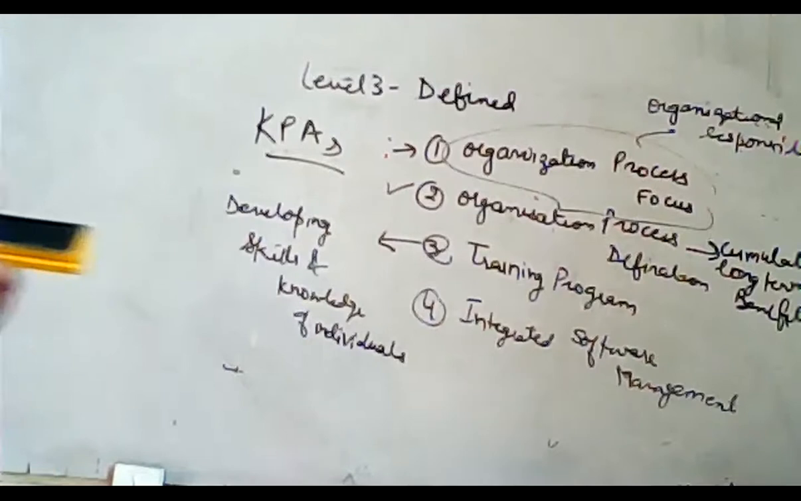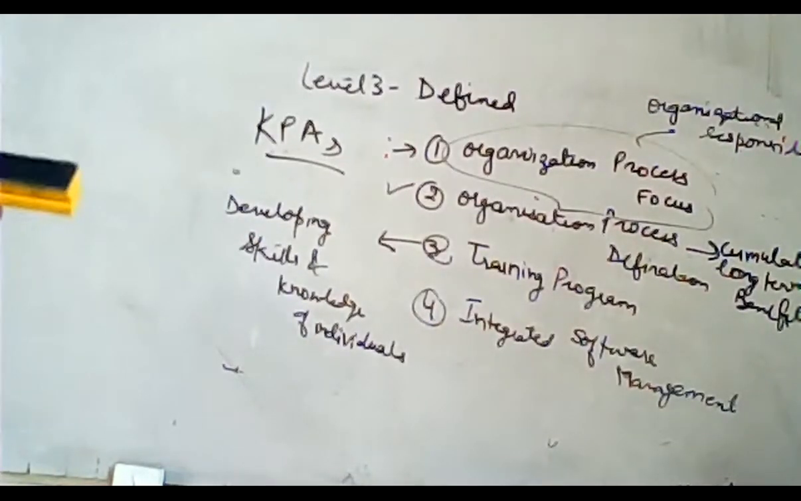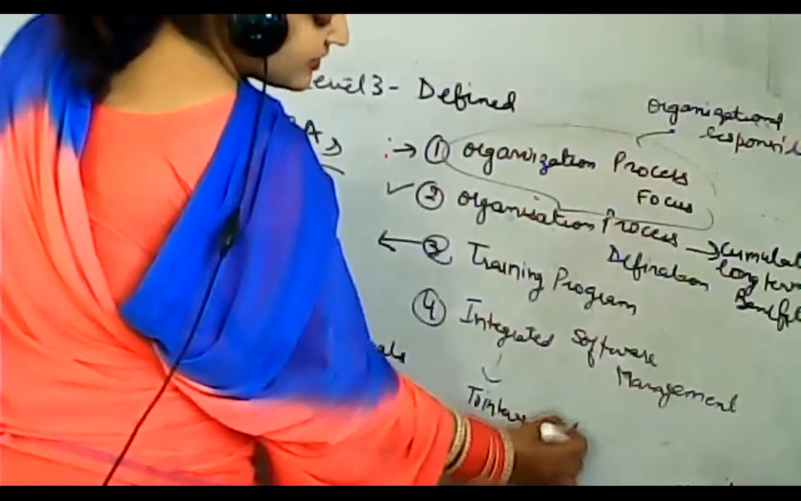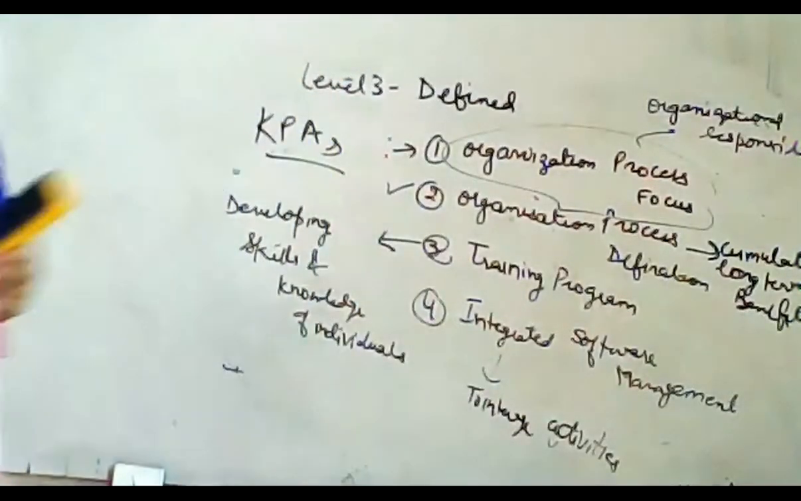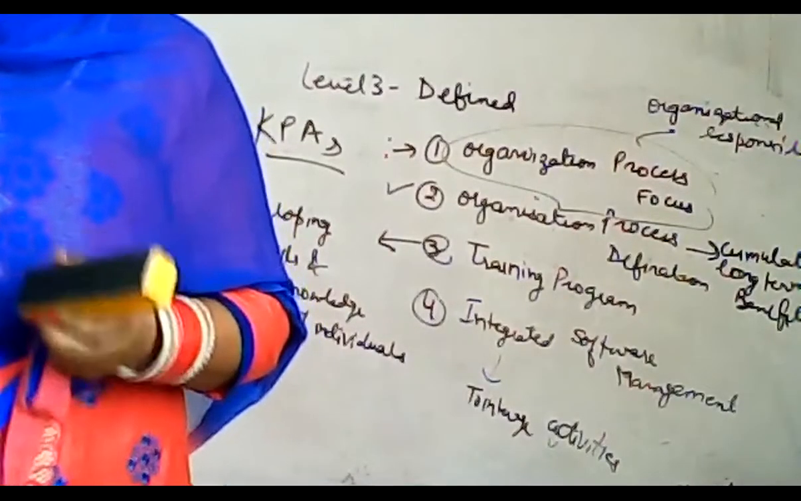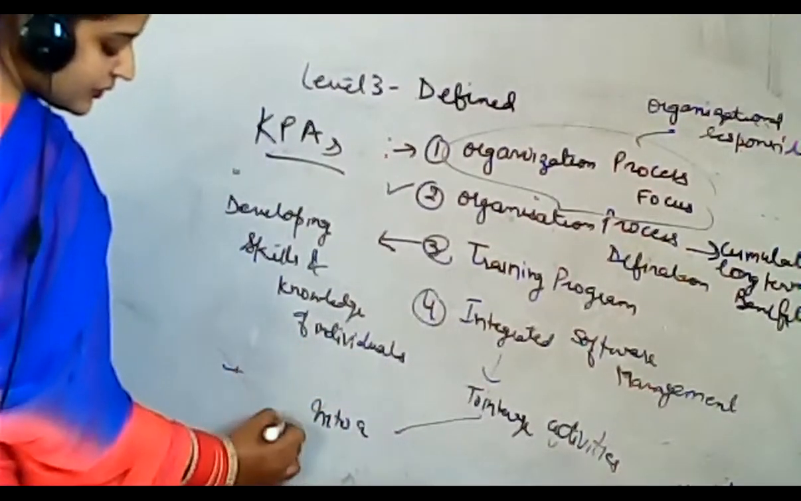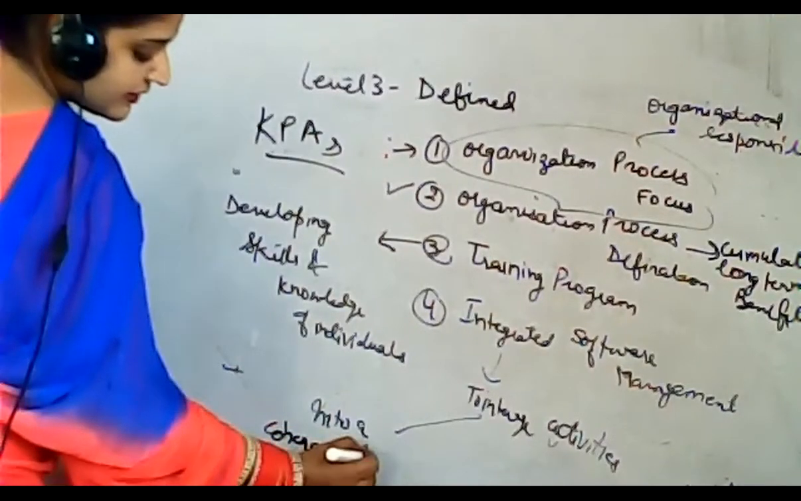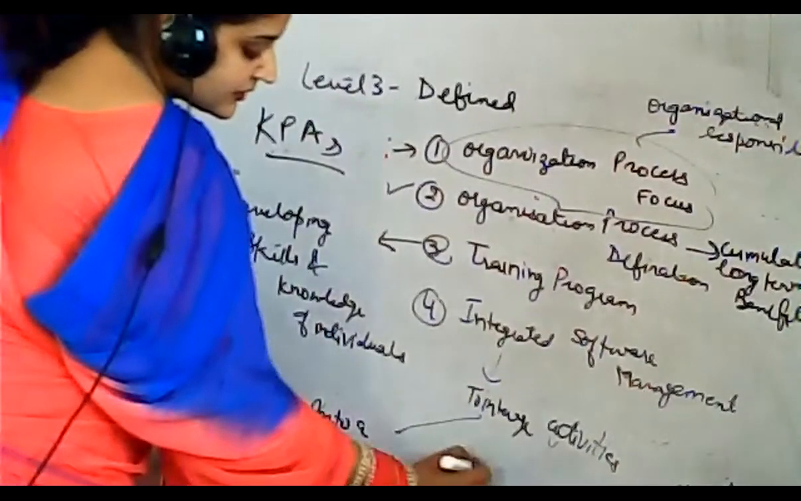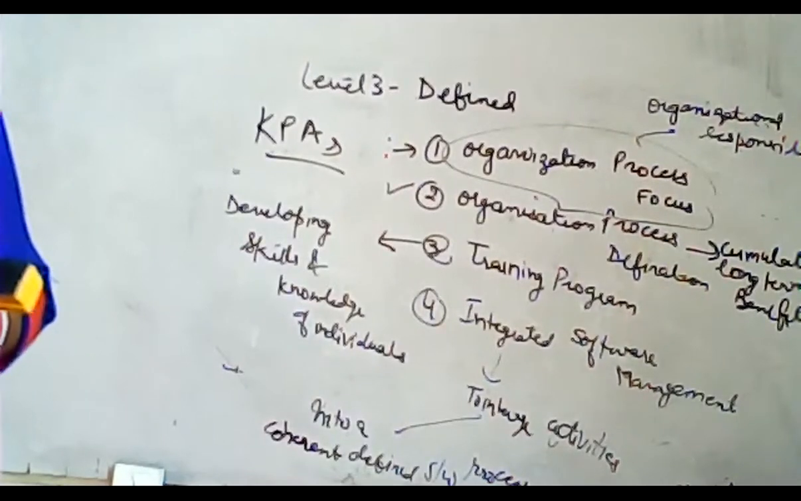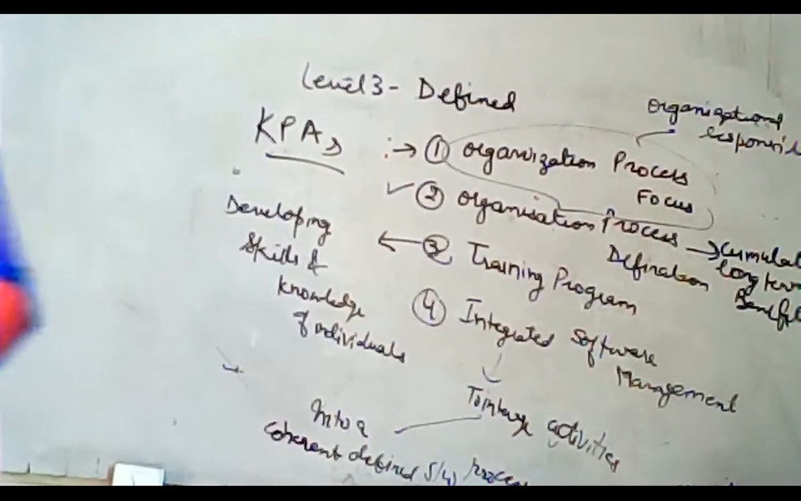Next is integrated software management. It integrates the software engineering and management activities into a coherent, defined software process that is tailored from the organization's standard software process and related process assets. So this was the third level.